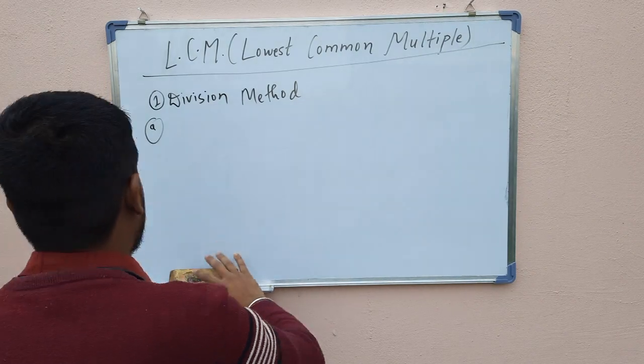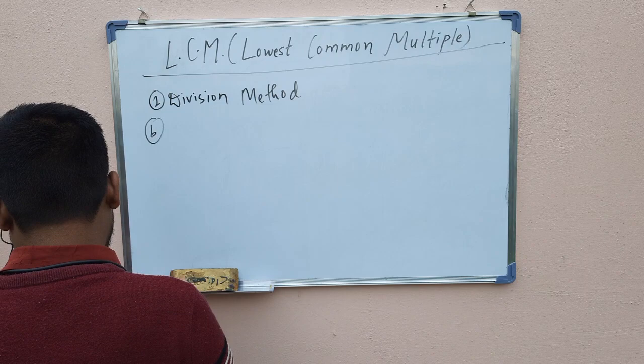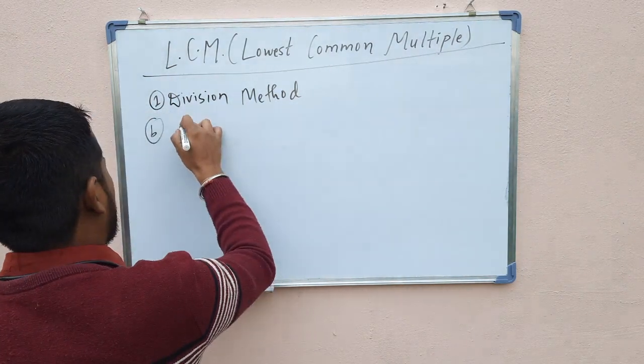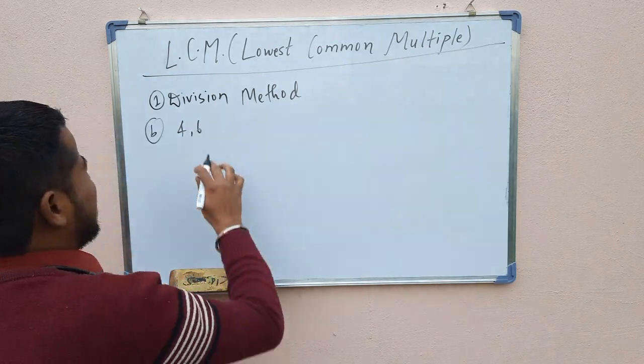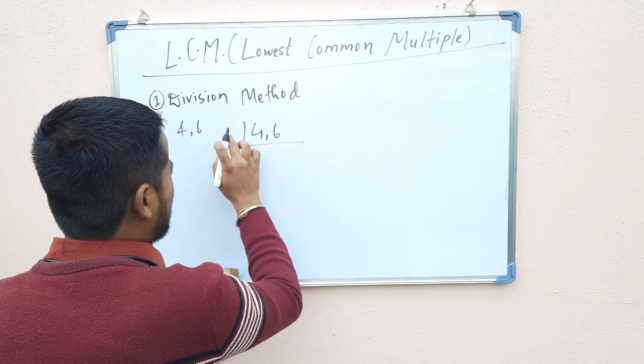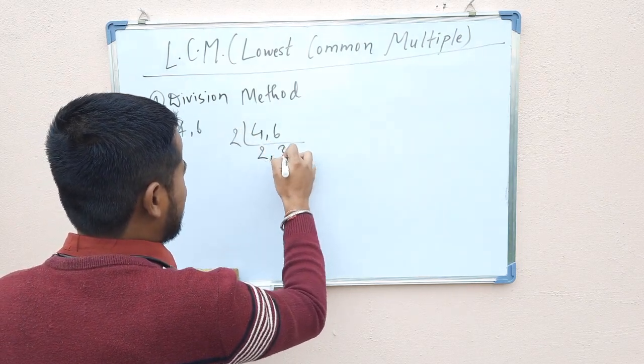Now question number 2. We'll do more questions so that it will be easy for you to understand. Now 4 and 6. As I said, in the division method both will be done at the same time. Now the number you put here should divide both. 2: 2 2s are 4, 2 3s are 6.